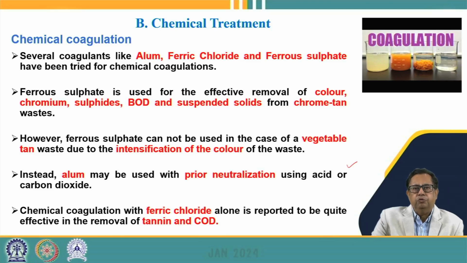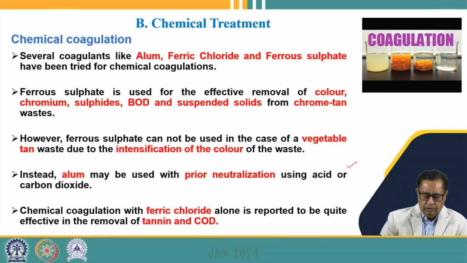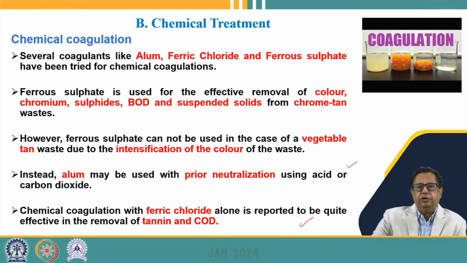But when we are using alum, we know that the alum precipitation can happen at a proper pH. So if the alkaline pH is there, we have to neutralize the wastewater by using acid or carbon dioxide. So recarbonation has to be done so that the pH may be brought down to the optimum pH at which the alum can be effective and lead to the precipitation of aluminum hydroxide. Similarly, we can also go for ferric chloride, and it has been found that ferric chloride alone is quite effective in the removal of tannin and the chemical oxygen demand in the wastewater.